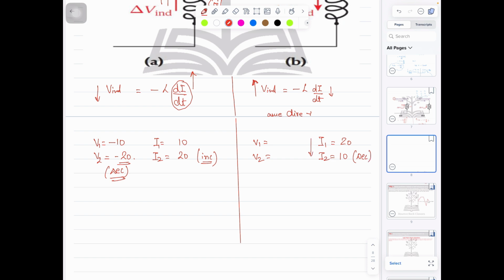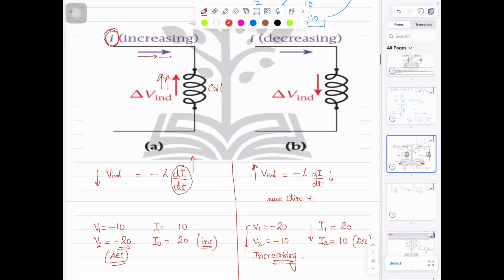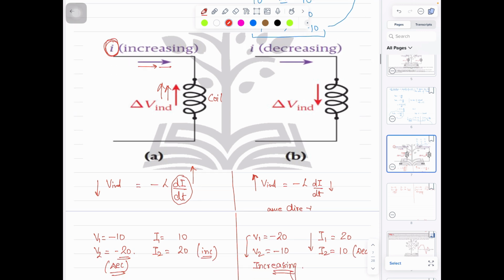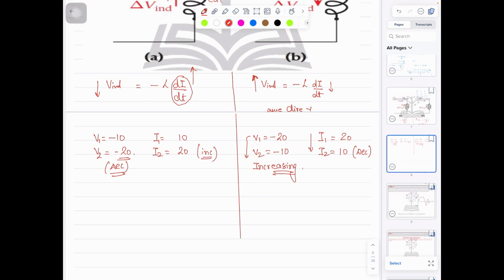Can I say the current is decreasing? So voltage negative 20, negative 10. What will you say? Think and tell me. The voltage value is increasing. Yes or no? Fine. That's why we will say they are moving in the same direction. Clear with the numbers? I thought it's clear.